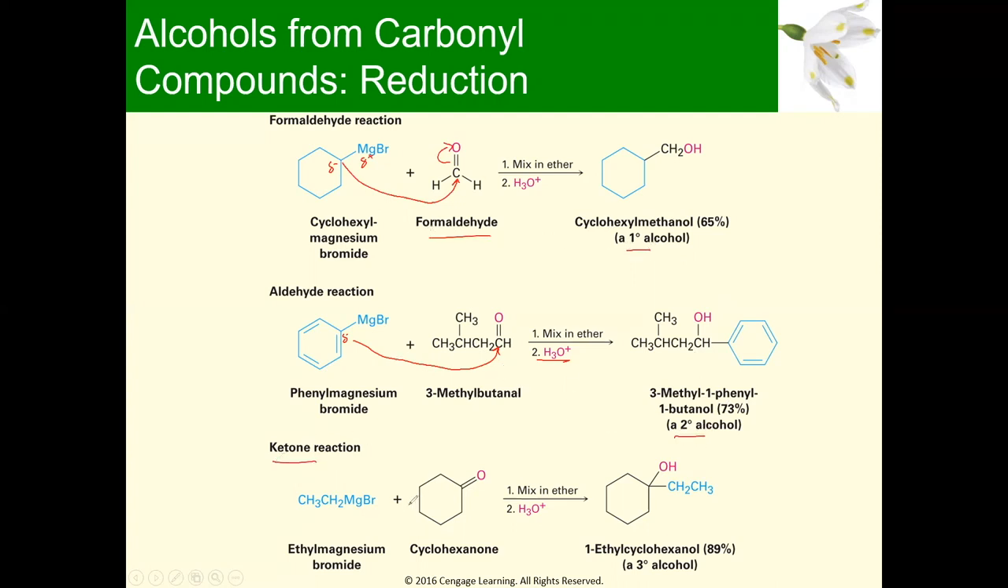If you react it with a ketone, once again, this carbon is going to act as your nucleophile. What you get is a tertiary alcohol, because this carbon is connected to 3 other carbons: that carbon, that carbon, that carbon. So you get a tertiary alcohol if you react the Grignard reagent with a ketone.